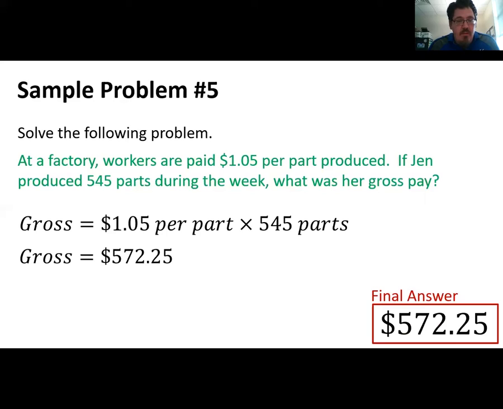And that's the answer that we're looking for. That is her gross pay for the week. All right, here's another example.